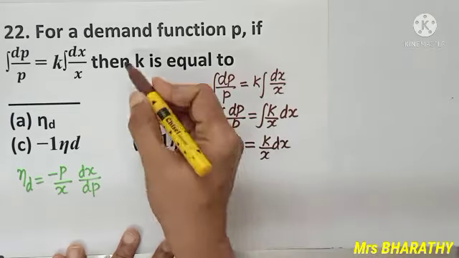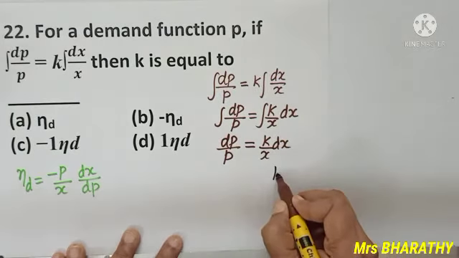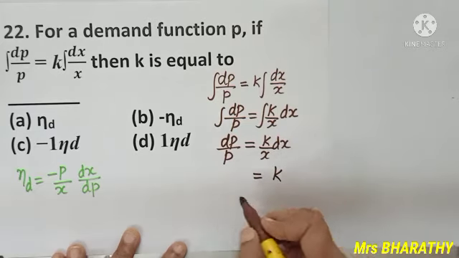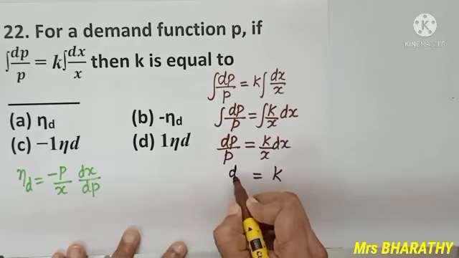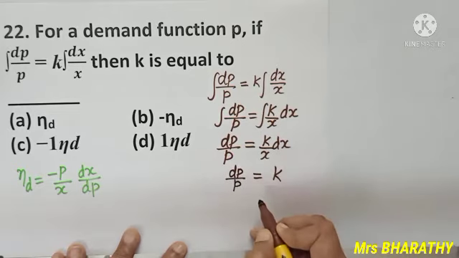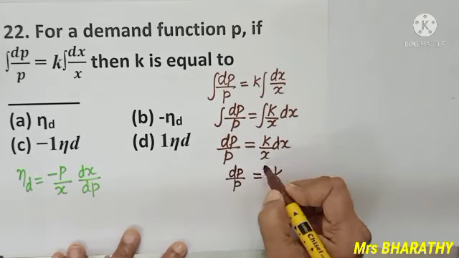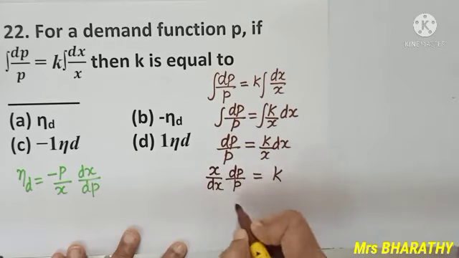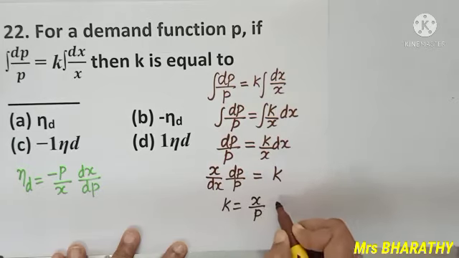My question is to find K. So keep K here, take dx by x to the other side. I get dP by P there. Dx by x will go as x by dx. As I rearrange, K equals x by P dP by dx.